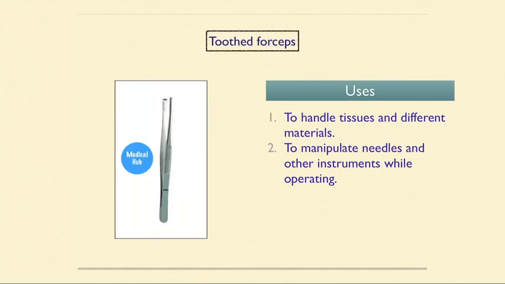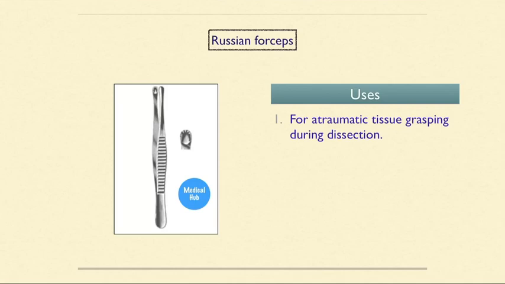Next instrument is toothed forceps. It is used to handle tissues and different materials, and to manipulate needles and other instruments while operating. Next instrument is Russian forceps. It is used for atraumatic tissue grasping during dissection.